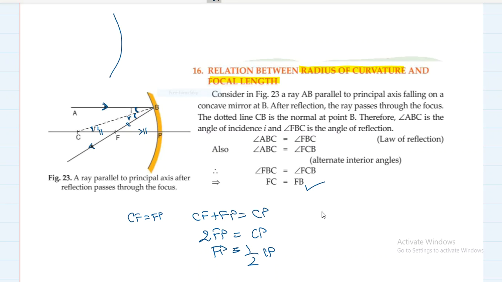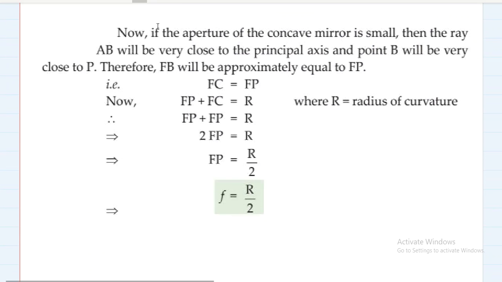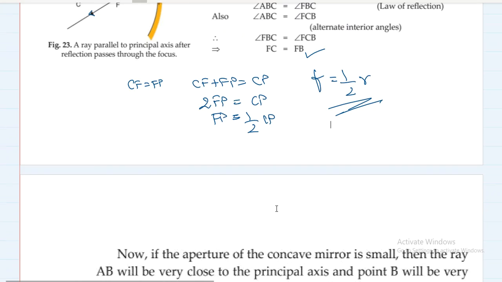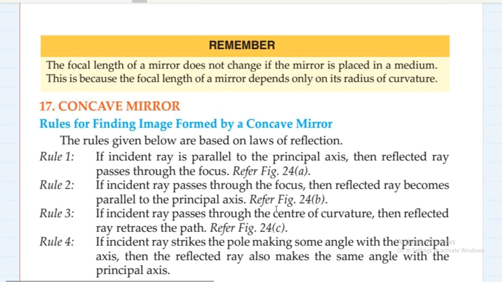Now what is FP? FP is the focal length, small f. And what is CP? CP is the radius of curvature, which is R. So focal length is half the radius of curvature, or radius of curvature is double the focal length. So this is the relationship between radius of curvature and focal length. ठीक है, समझ में आया? बहुत easy है. यहाँ पे लिखा है, if the aperture of concave mirror is small, then the ray of light AB will be very close to the principal axis and point B will be very close to point P. So FB will be approximately equal to FP. और फिर जैसे मैंने सॉल्व किया था वैसे ही वो लोग ने ये रिलेशनशिप निकाला है. फोकल लेंथ इज हाफ द रेडियस ऑफ कर्वेचर.